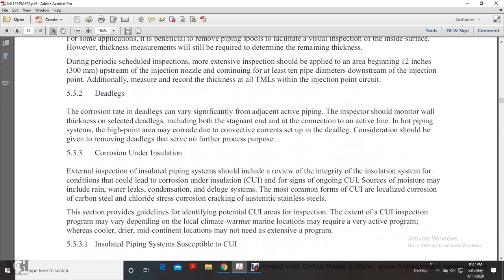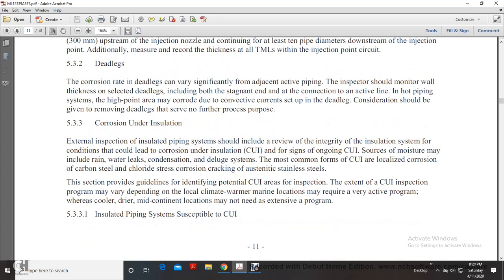5.3.2 Dead legs. The corrosion rate of dead legs can vary significantly from that of the adjacent active pipe, and the inspector should monitor the wall thickness of selected dead legs, including both stagnant and staggered connections to the active line and hot piping system. The high point area may corrode due to the corrosive content. Consideration should be given to removing damaged dead legs that serve no further process purpose.